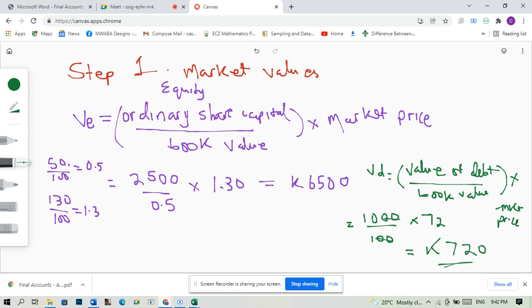So whenever you are calculating market values, okay, if it's for the market value of equity, you're going to get the value of the equity, all right, which is also just the ordinary share capital, and you're going to divide it by the book value. The same with the debt. When you calculate the market value of debt, you're going to get the value of the debt, all right, and you're going to divide it by the book value of the debt and multiply by the market price.